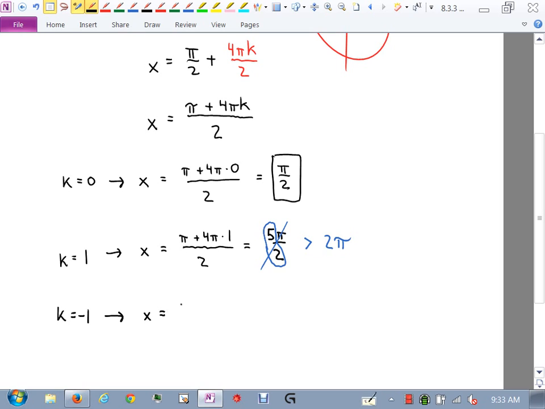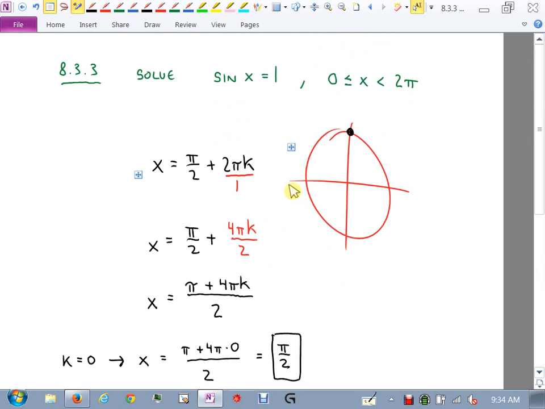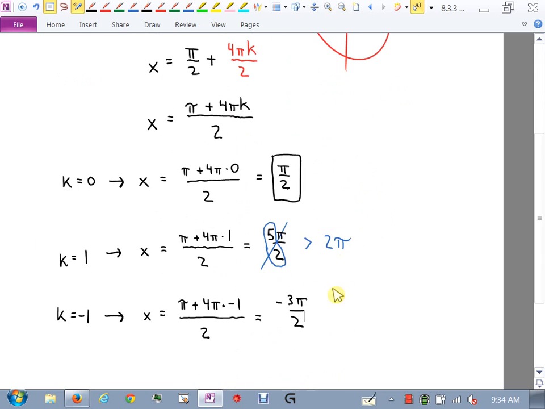So x here would be pi plus 4 pi times -1 all over 2. How many pi's is that on top? This is pi plus 4 pi times -1. That's -4 pi. So this is pi minus 4 pi, which is -3 pi over 2. Will this work? No, because what was our restriction? We had to be bigger than 0, right? This angle is negative, right? So this is actually less than 0, right?